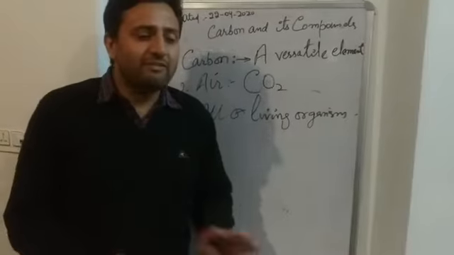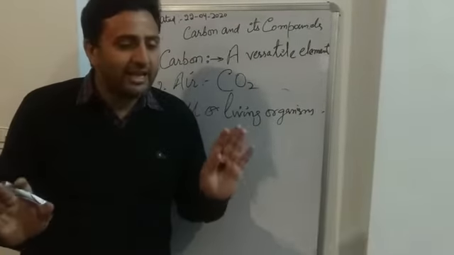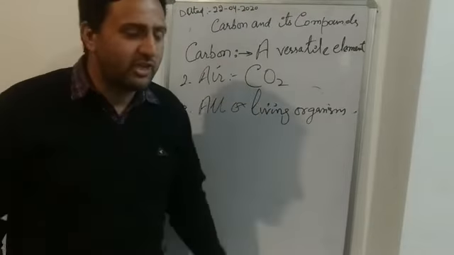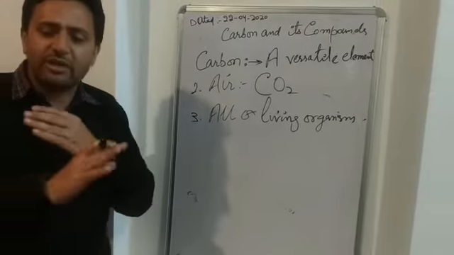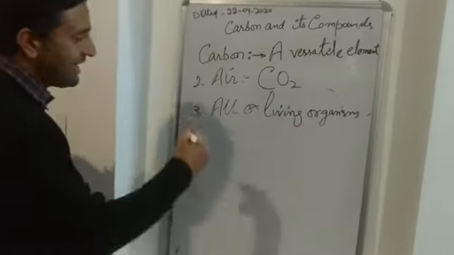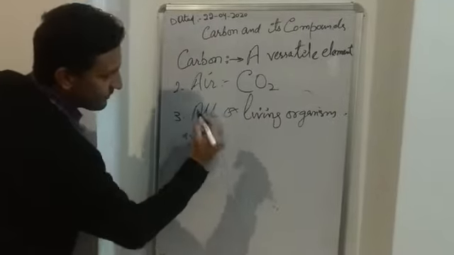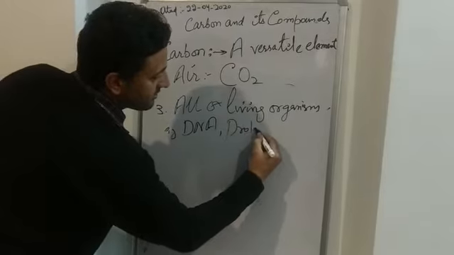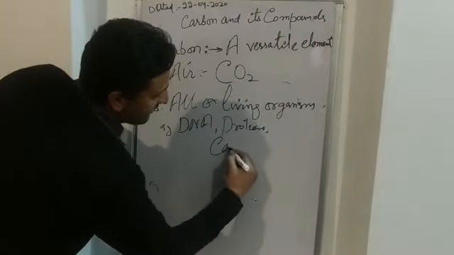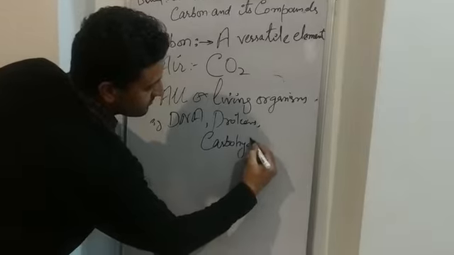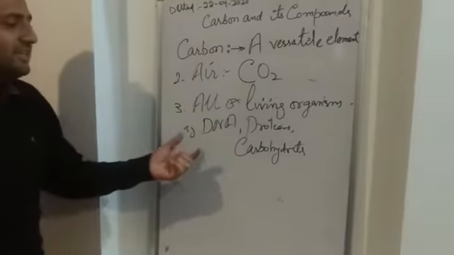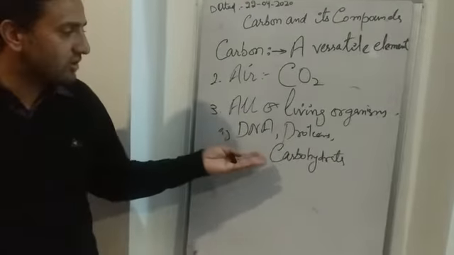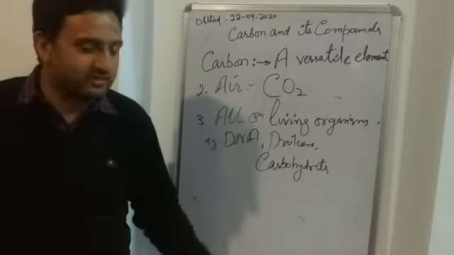Carbon is found everywhere. That's why it's called a versatile element. And it's found in earth, it's found in air, it's found in all living organisms. Living organisms like us, in human beings carbon is found everywhere, in every part. I will give you some examples like DNA. You know that? Proteins, carbohydrates. In these compounds, in these building blocks of the body, carbon is present.